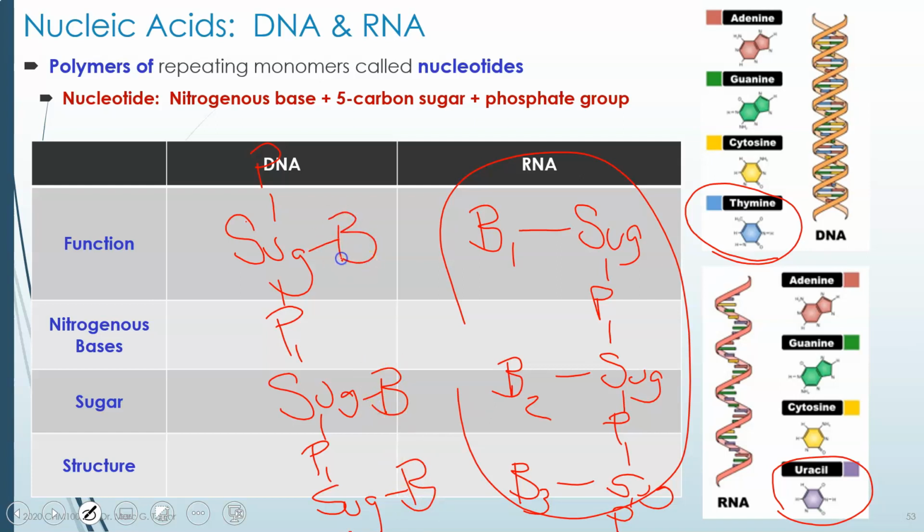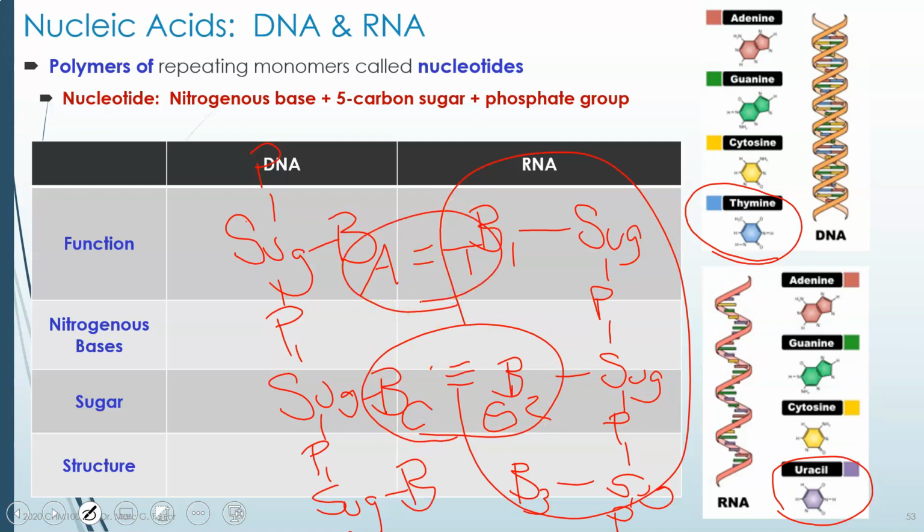And while you don't need to know this for the course, if one side base is an A, the other side has to be a T. If one side base is a C, the other side has to be a G. And these are linked together with 3 hydrogen bonds for GC pairs, and they're linked together with 2 hydrogen bonds for AT pairs. So they have hydrogen bonds that hold the strands in place.